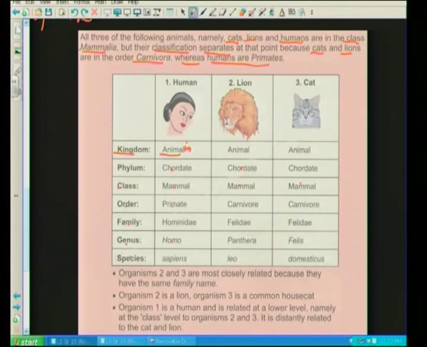Looking at these 3, we can see that humans, lions, and cats are all animals, so they have the same common kingdom. They all have the phylum Chordata because they have a vertebral column. They all are classified as mammals because they have mammary glands.